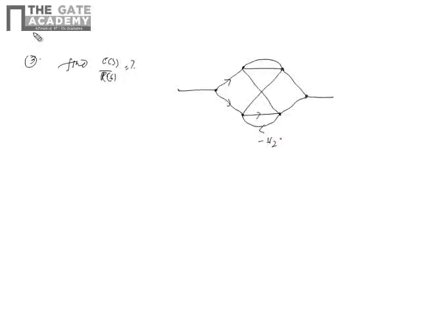Find C(s) by R(s). Minus H2, G5, G8, G4, G1. This is G4 minus H1, G2, G3. This is 1. Last is G6, this is G7.